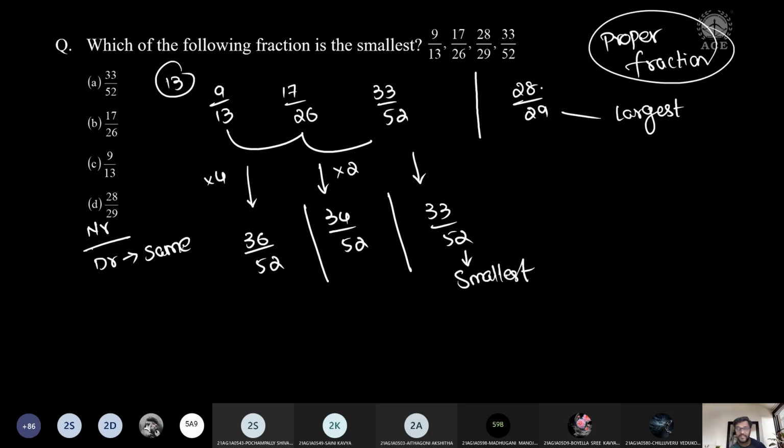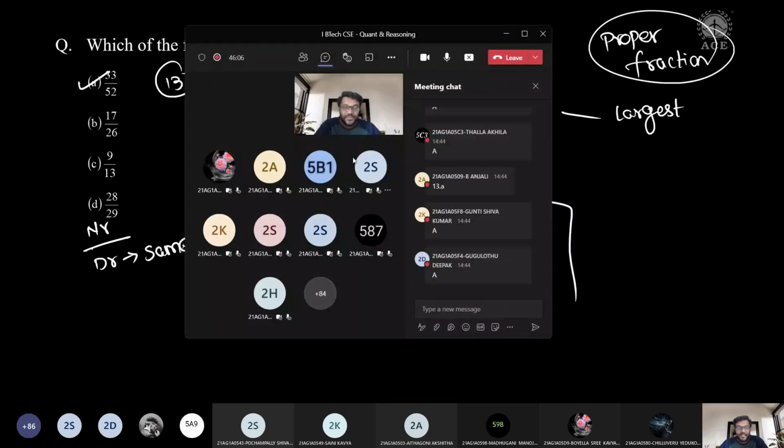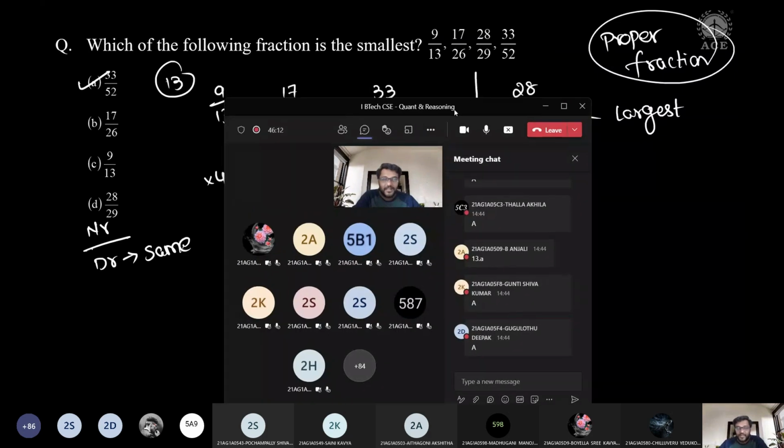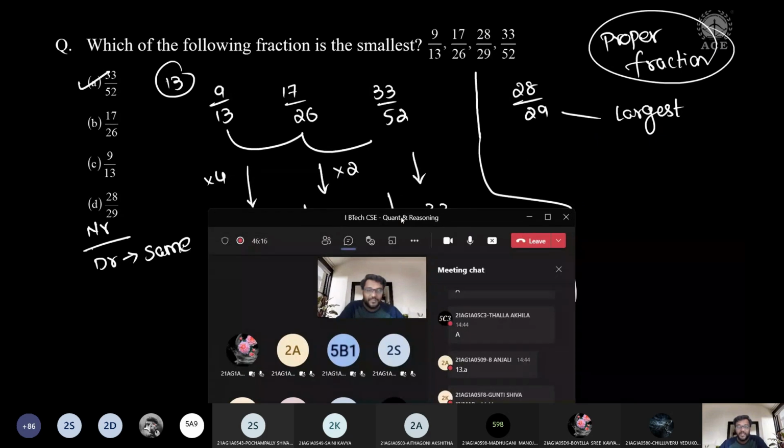What about largest? 28 divided by 29 is largest. There is a very small gap between numerator and denominator. If you work on it, you'll also get this as the largest. The smallest is 33 by 52. See this, my dear friends. In this question, converting to decimal is not feasible, you don't have sufficient time. Converting into fractions is not easy now. When you go with more numbers, there are many tricks you can understand.